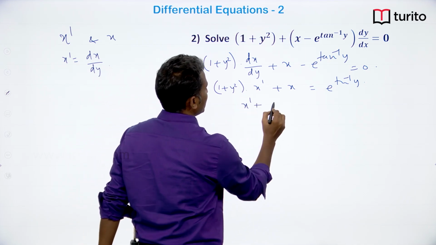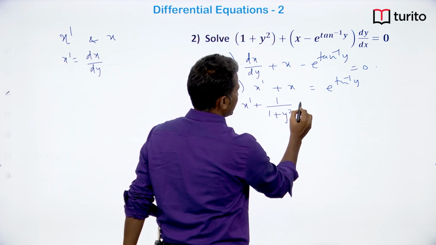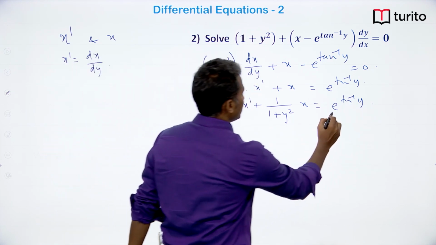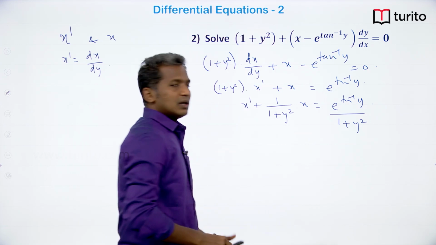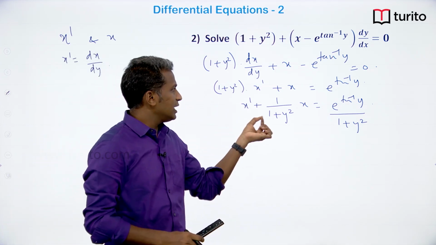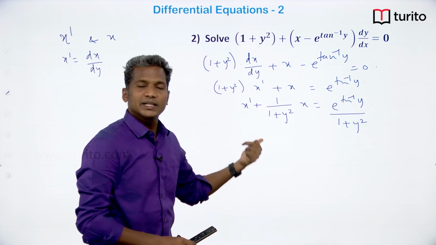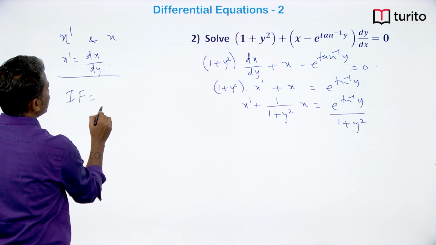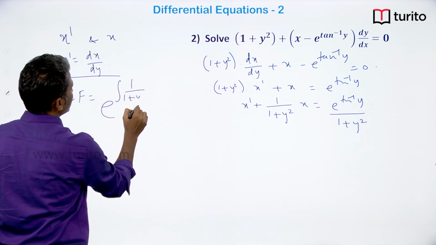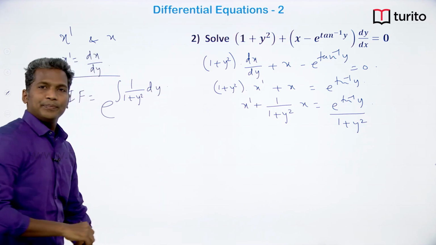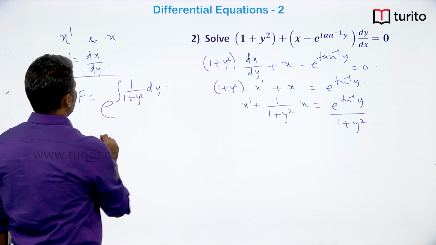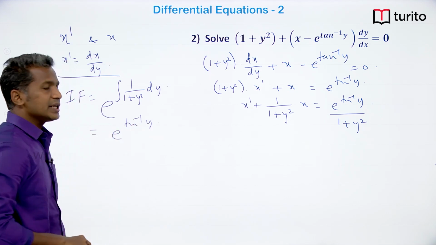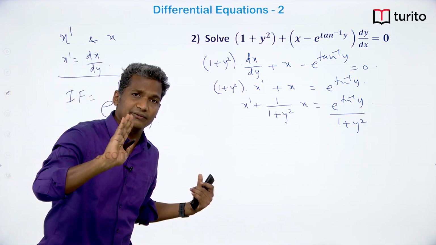So we will write this as x dash plus 1 by 1 plus y square into x equal to e raised to tan inverse y divided by 1 plus y square. Now, this is in the standard form. Our input is y, output is x. So what is the next step? Go for the integrating factor. The integrating factor is e raised to integral of 1 by 1 plus y square dy. Now, the integral of 1 by 1 plus y square is nothing but tan inverse of y. So e raised to tan inverse of y is our integrating factor.